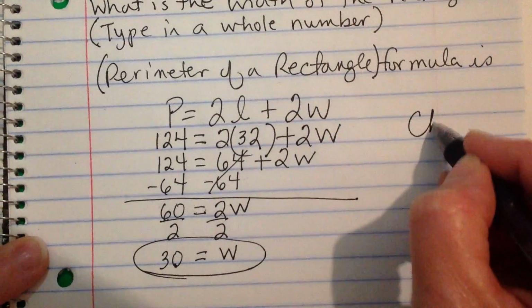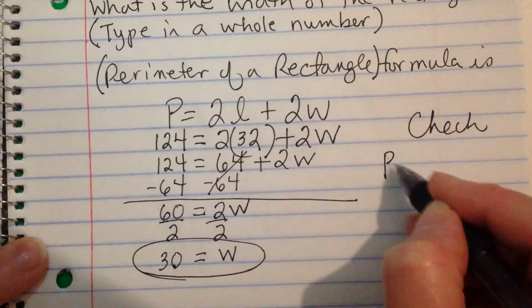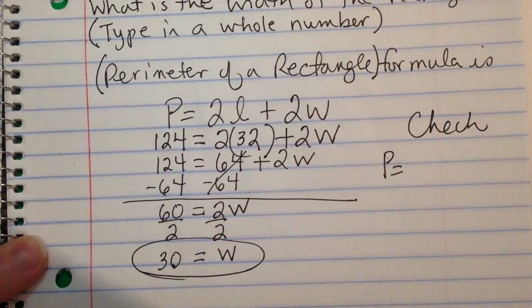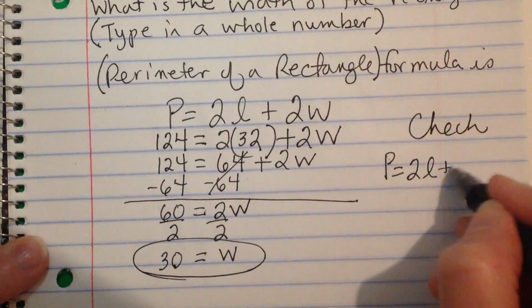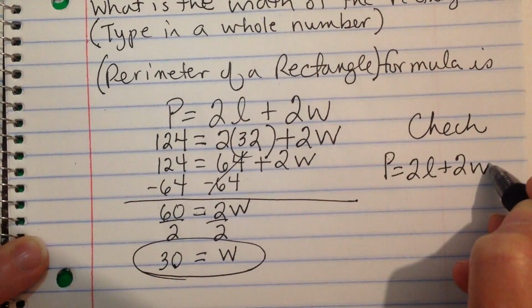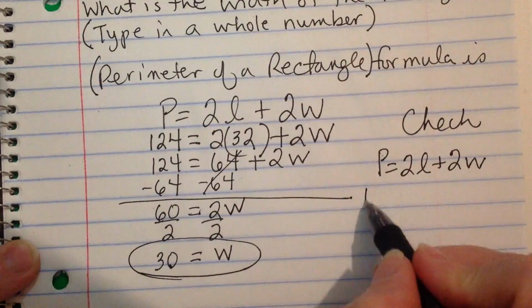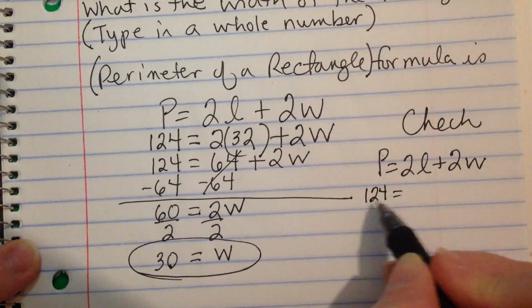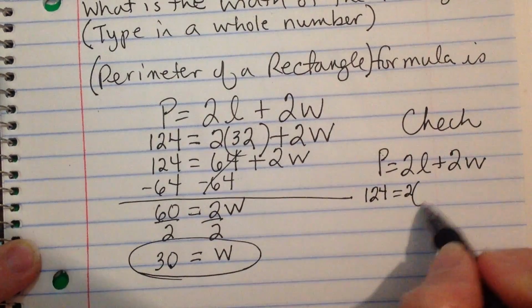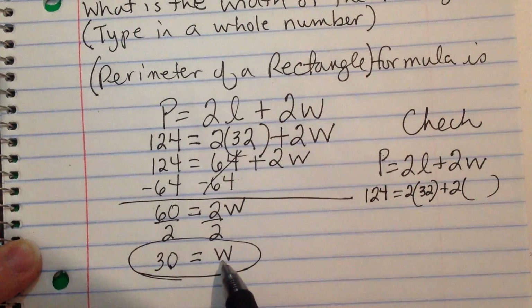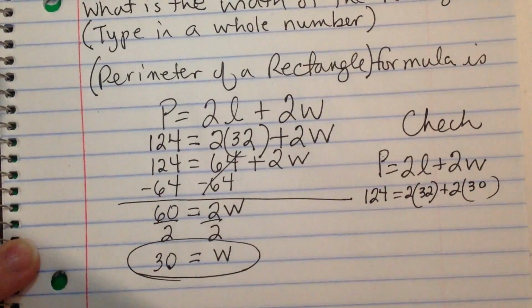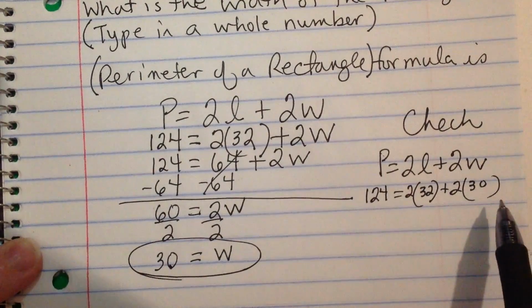Now we could check this problem using your formula for perimeter of a rectangle. 2 times the length plus 2 times the width. Your perimeter was 124, substituting in 124 for P. 2 times the length was 32, and then 2 times we found the width to be 30. So let's see if the left side equals the right side.